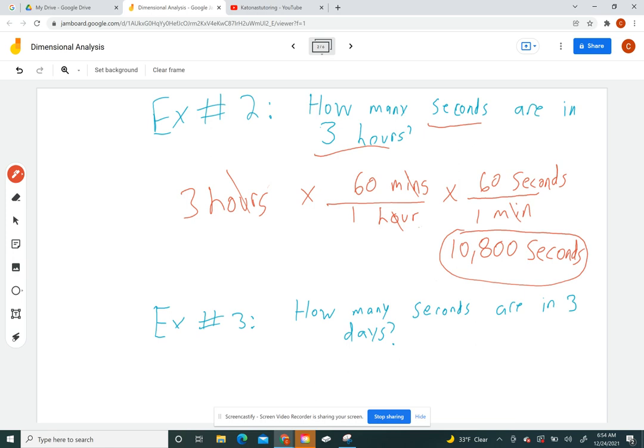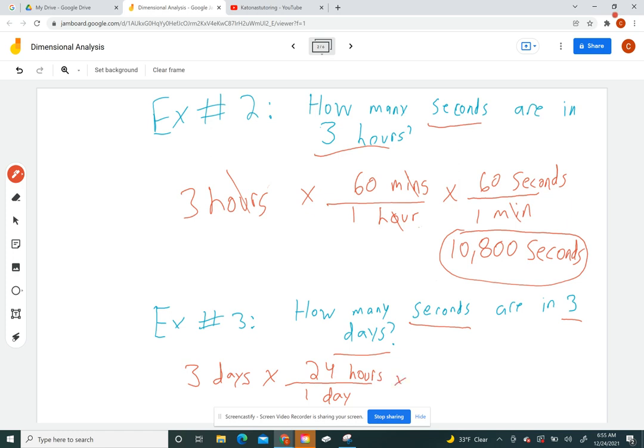Now, this next problem uses a couple more. It's a little bit more in depth. So let's look at what we're given. We're given 3 days, and we want seconds. So now we're going to use a couple conversion factors here. So I'm obviously going to start with my known value of 3 days, and I'm going to multiply that by my first conversion factor, which would be 1 day is 24 hours.